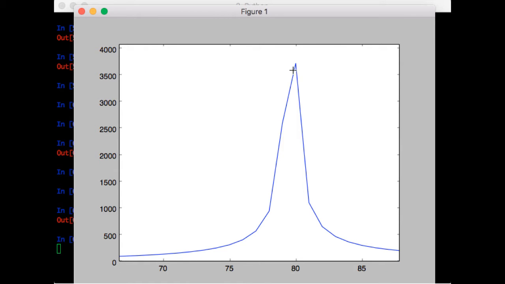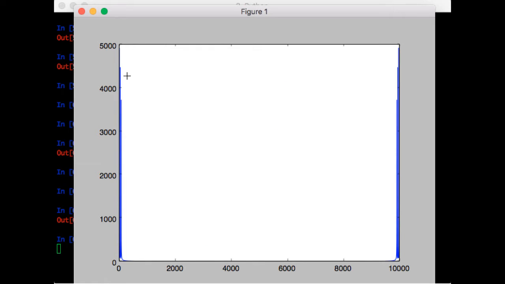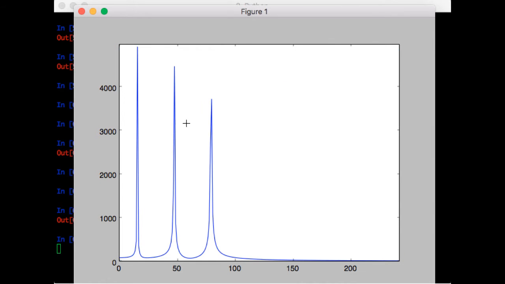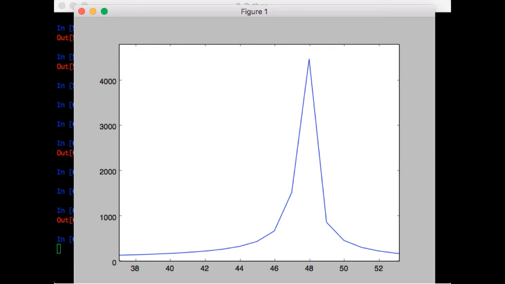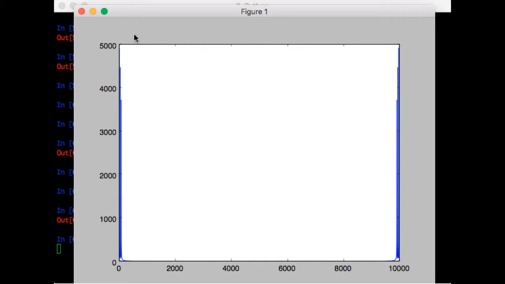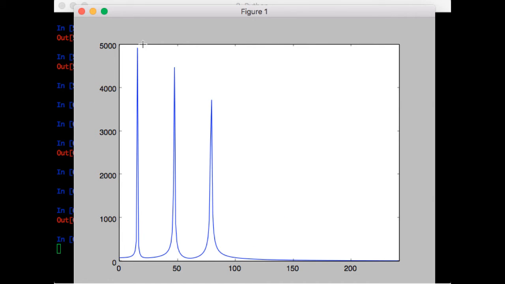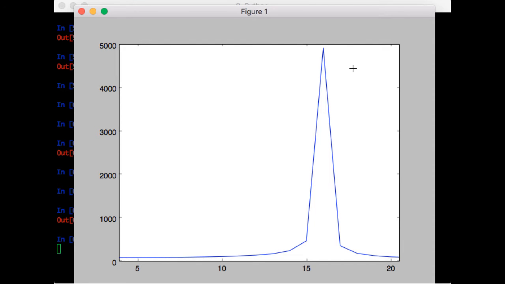Okay, this appears to be at about 80. So let's zoom back out. This one appears to be at around 48. Zoom back out. And the tall one appears to be at around 16.